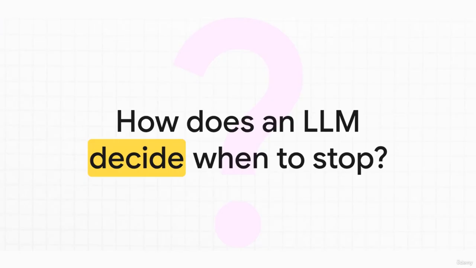Okay, first up, you've seen this a million times. You ask for an email, it writes the email, and then it just stops. It doesn't keep rambling on forever. But here's the thing, it's not making a conscious decision to stop. The whole process is purely mechanical. And believe it or not, the LLM isn't actually the one making that final call.